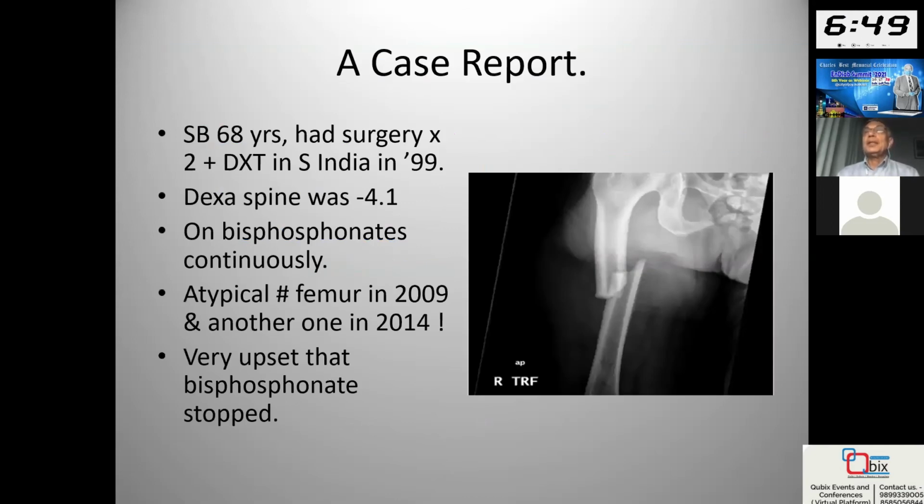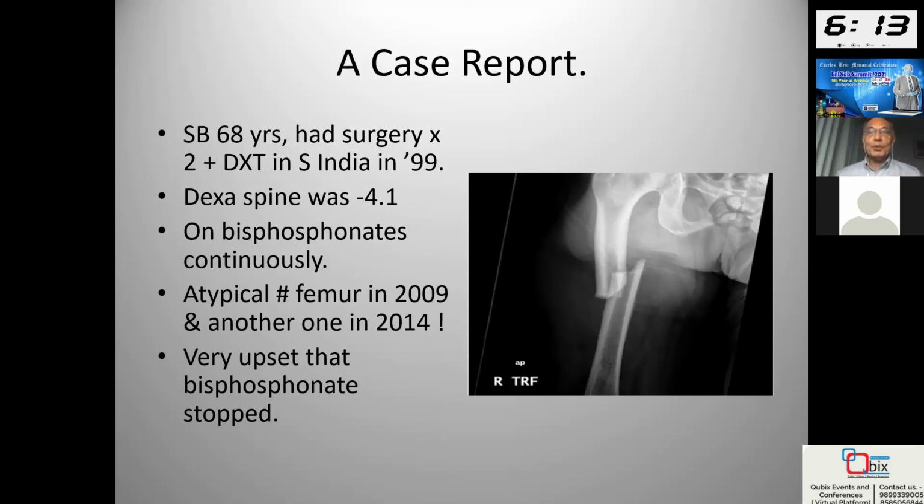Now, this is an interesting case. This lady I had seen, she had surgery, pituitary surgery together with radiotherapy in South India in 1999. DEXA spine was minus 4.1, and since then she has been on bisphosphonate from 1999 to 2009, that is 10 years. Then she had an atypical femoral fracture like this, which is typical of overuse of bisphosphonate. And then she came to me in 2014 in a wheelchair after having another fracture, typical like this one.